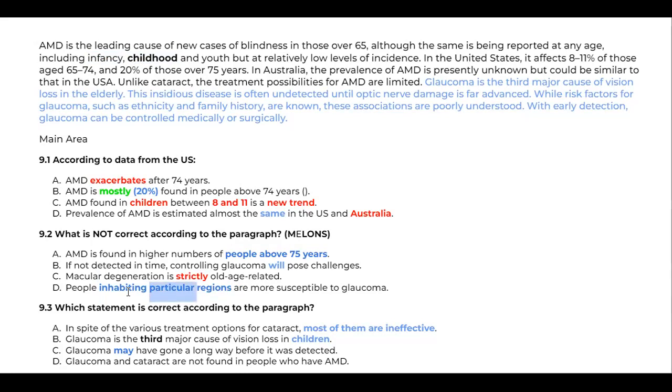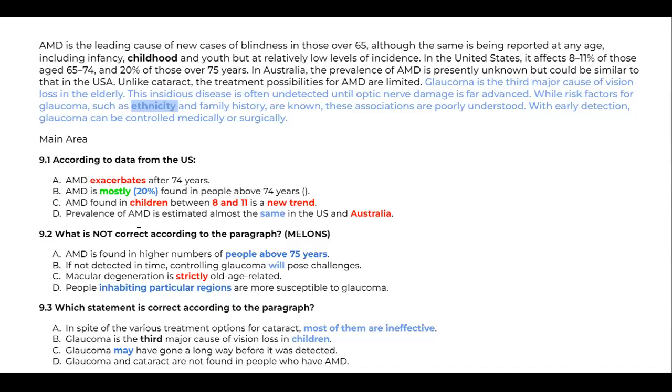People inhabiting particular regions are more susceptible to glaucoma. Remember, the word susceptible has no connection with the word suspect. Please understand that, okay? Susceptible to glaucoma means who are prone to glaucoma, who are, what do you say, vulnerable to glaucoma. These words are there. Let's see, people inhabiting particular regions. Where is that word here? The word ethnicity. Like Asians, that is an ethnicity.